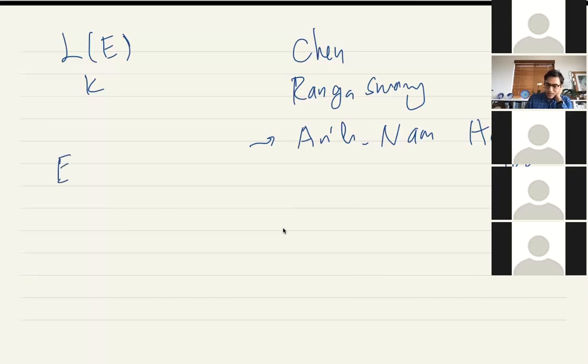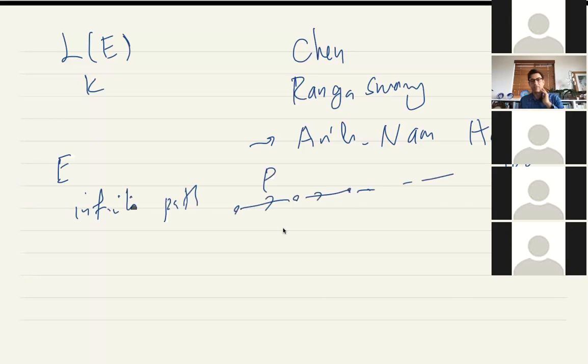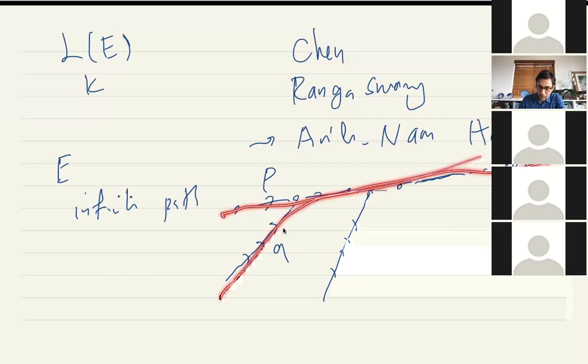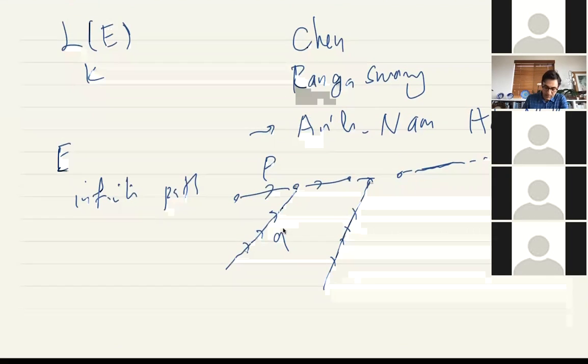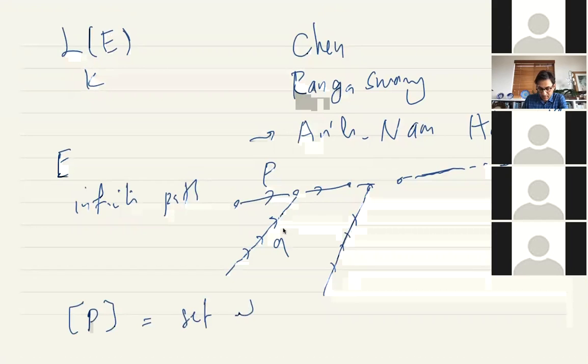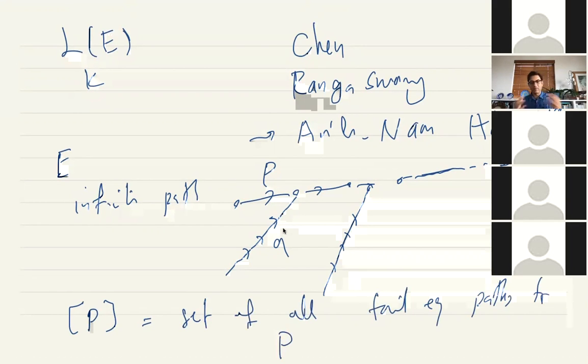So you start with the graph E, and suppose you have an infinite path in the graph. Then you collect all the paths which are tail equivalent to this path. By tail equivalent, what I mean is that maybe there is another path which at some stage just coincides with the path P. Maybe there is another one here. And remember, this is an infinite path. It goes forever. So this is your actual P, and these are the tail equivalent ones. Collect all these, and let me call this the set of all tail equivalent paths to P.